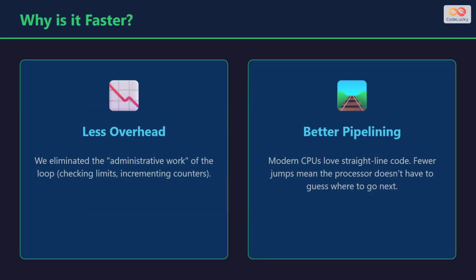Why does this make things faster? First, as we saw, it simply removes instructions. Less code to run means less time taken. But secondly, and perhaps more importantly, it helps with pipelining. Modern processors prefer straight-line code. When you remove jumps and branches, the processor does not have to guess which path to take, allowing it to execute instructions more efficiently.